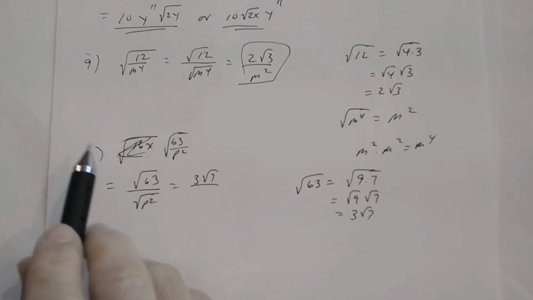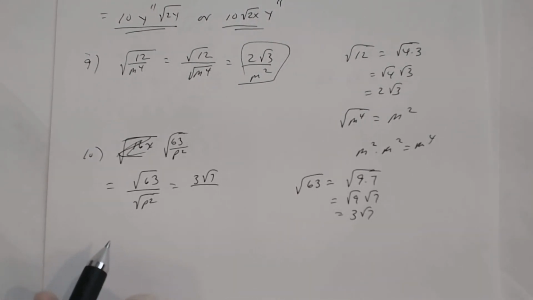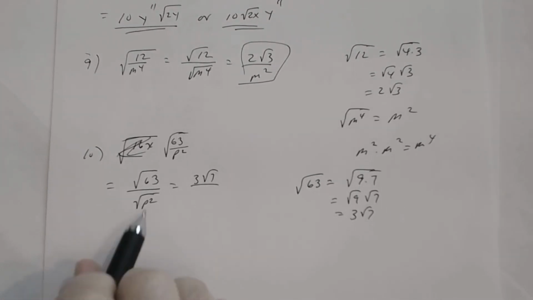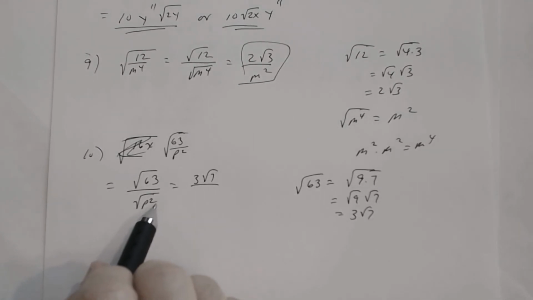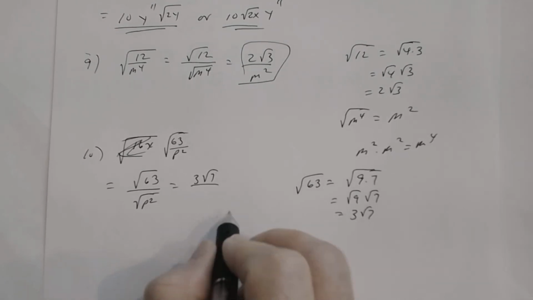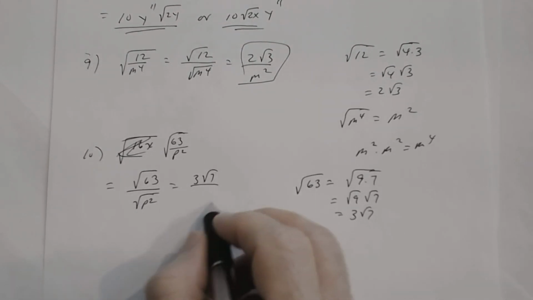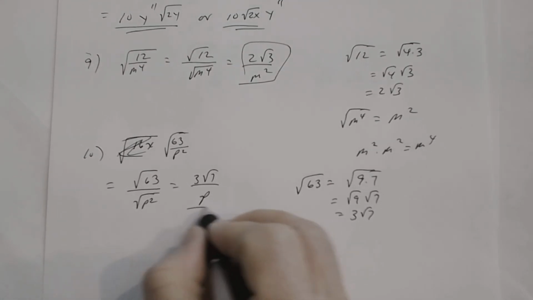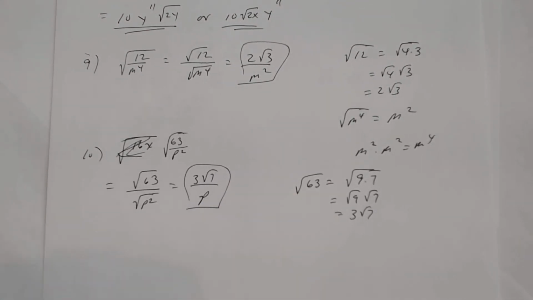And remember, we're assuming that all variables represent positive numbers only, so we don't have to worry about absolute value, and we also don't have to worry about the fact that p cannot be 0 here because my denominator would be 0. Okay, so what's the square root of p squared? The exponent is even. 2 divided by 2 is 1, because p times p is p squared. All right, so there's your answer. All right, let's look at number 11.